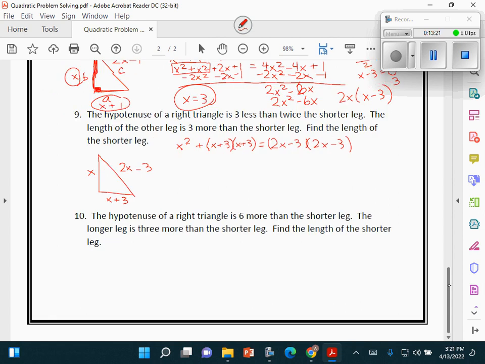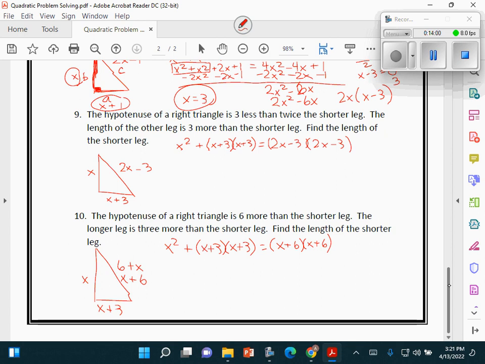Last question. The hypotenuse of a right triangle is 6 more than the shorter leg. So that's just x plus 6 or 6 plus x, however you want to write it. The longer leg is 3 more than the shorter leg. So that's x plus 3, and the shorter one being x. Again, we do a squared plus b squared, which is x plus 3 times x plus 3 equals c squared, which is x plus 6 times x plus 6.